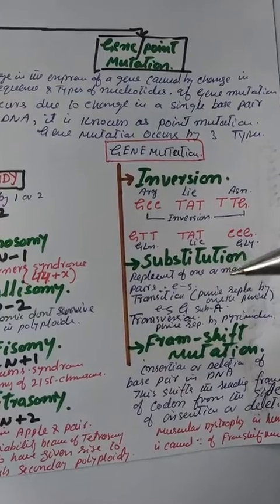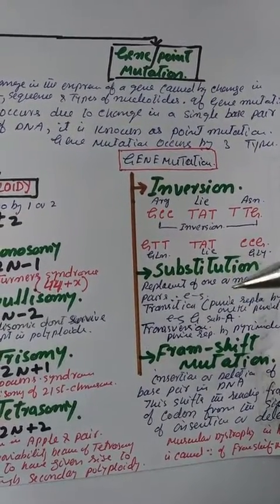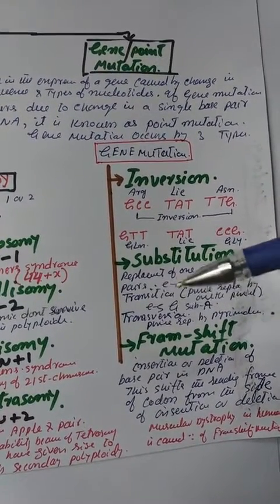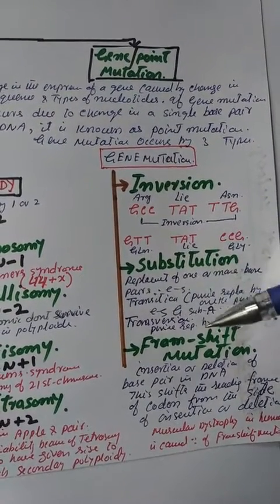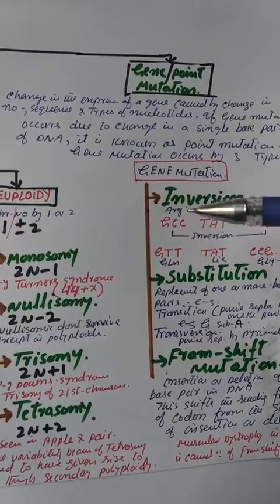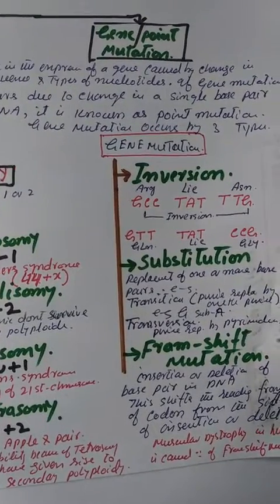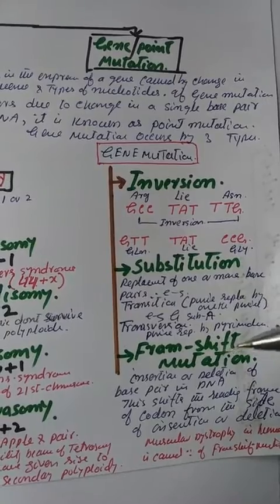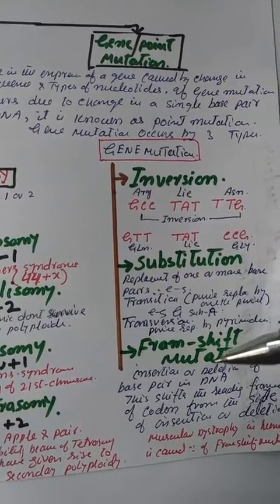That is, one pair is replaced by another pair. For example, the purine adenine is replaced by the purine guanine, and transversion. In case of transversion, a purine is replaced by a pyrimidine. Then we have the last type of this gene mutation, what we call frame shift mutation. Now, in case of frame shift mutation, insertion or deletion of a base pair in DNA occurs.